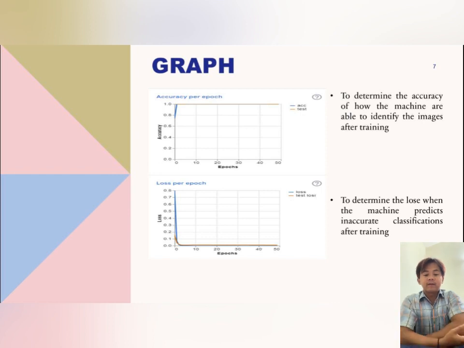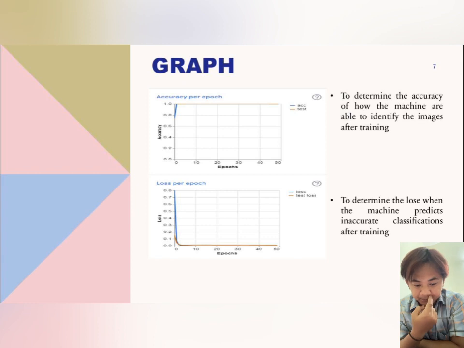Okay, let's go for the graphs. The first graph is accuracy per epoch. The accuracy reached 100% at around epoch number 2. This accuracy per epoch determines how accurately the machine is able to identify the images after training, which we trained for 50 times. So here, at epoch number 2, it already reached 100% accuracy.